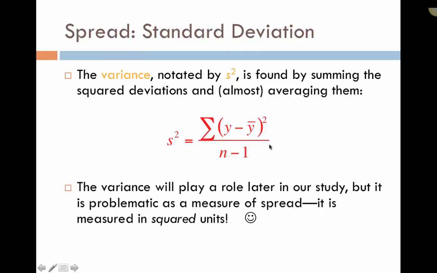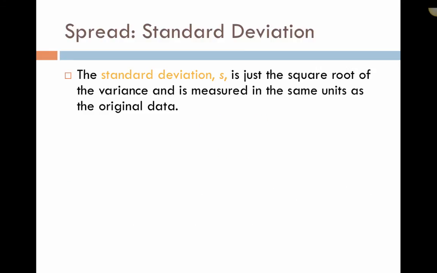Variance is going to play a bigger role later on, but right now it's not useful to us because it's measured in squared units, and we don't like that. So we're not going to really focus too much on the variance right now. What we will focus on, though, is the standard deviation, which is given the variable s. The standard deviation is just the square root of the variance, and because we are taking the square root of it, we're able to keep the same units as our original data.